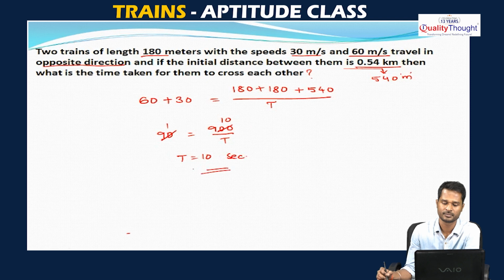That is the answer. Just add the speeds because they are moving in the same direction. No need to convert them into meters per second because they are already in meters per second. So, the length of two trains is 180 each. So, 180 plus 180 plus the distance between them, 0.54 kilometers, which is 540 meters. Add everything in the place of distance by time t. So, cancel the things. So, t is equal to 10 seconds.